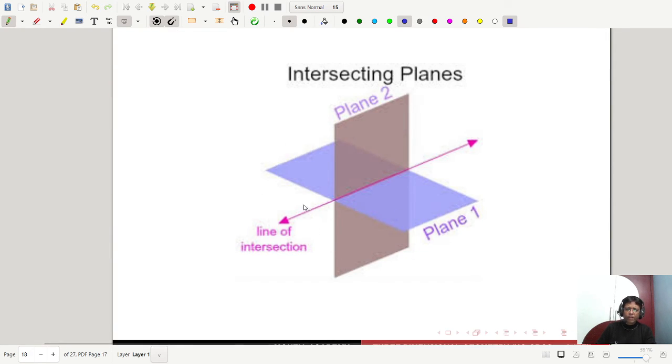Look at that, you have intersecting planes containing this line of intersection, which is mentioned here. So containing this line of intersection, there will be an infinite number of planes passing through the intersection of these two planes, plane 1 and plane 2.